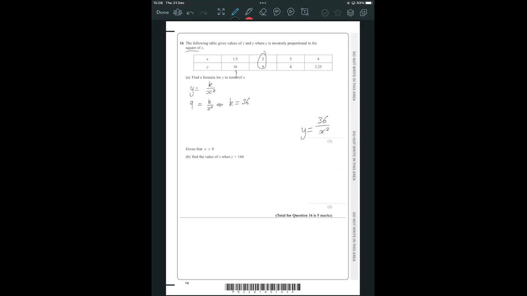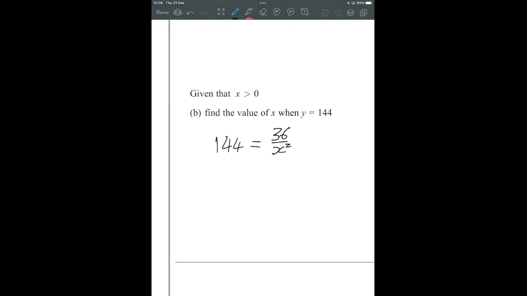Part B. Given that x is greater than 0, find the value of x when y is 144. Well, we have our formula. Let's replace the y with 144. So I'm trying to solve 144 equals 36 over x squared.